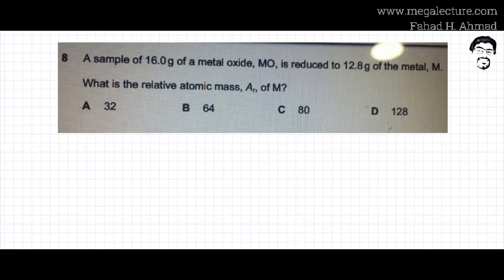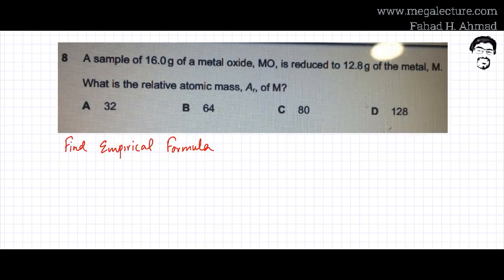The following question reads: a sample of 16 grams of metal oxide, MO. So the formula is already given, it's MO. The ratio of M to O in the formula is 1:1. It is reduced to 12.8 grams of the metal M. What is the relative atomic mass, AR, of M?